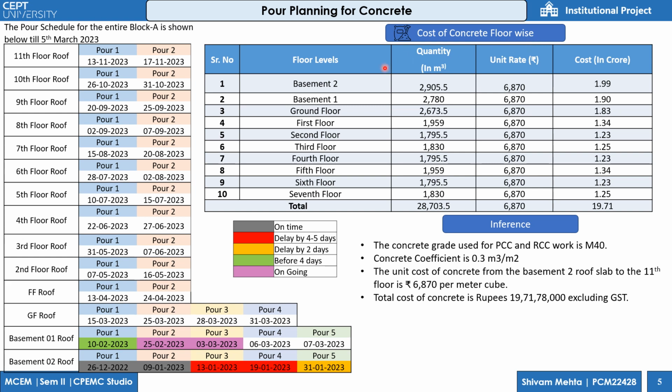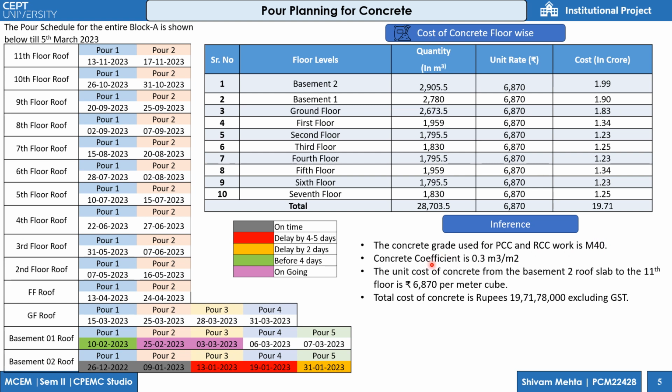So for basement 2, the total quantity of concrete required is 2905.5 meter cube with a unit rate of 6870. The total cost for the basement 2 roof slab alone will be 1.99 crore. The total cost of concrete is 19 crores 71 lakhs.